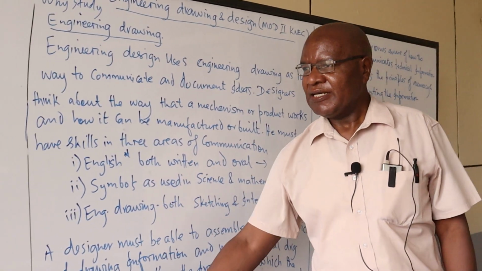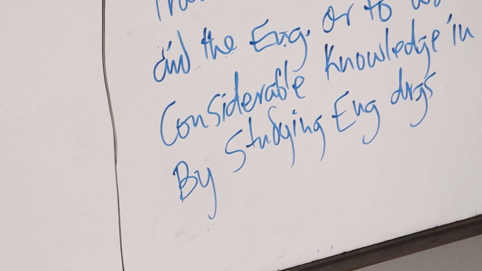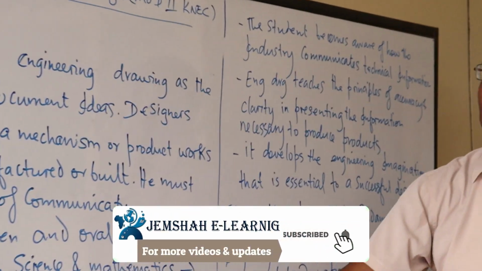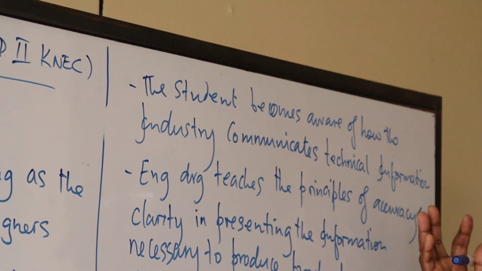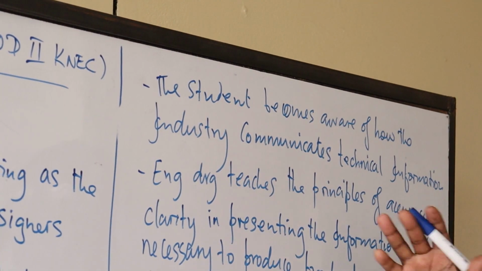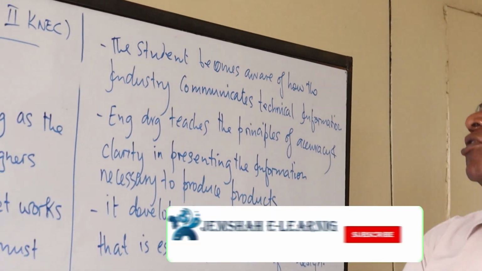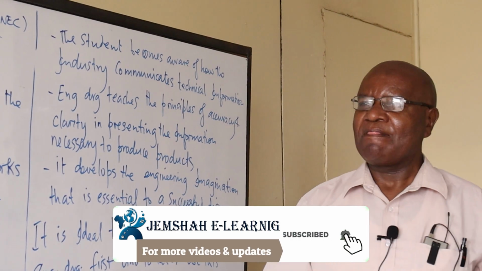Now, when we study engineering drawings, there are 3 things that we'll master. The first one, the learner, the student, the one doing the studying, becomes aware of how industry communicates technical information. The drawings you draw will be coming from the design office to the shop floor, so learn how we communicate from one place to the other.